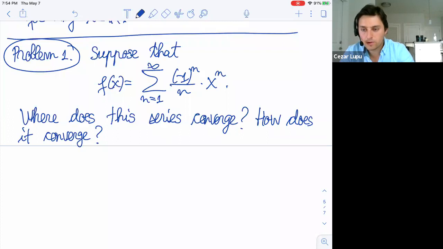You see, there are two questions that need to be answered. Where does this series converge, and how does it converge? This is very important. When I ask how it converges, you have to take into account what type of convergence we have, like uniform, pointwise, and so on.